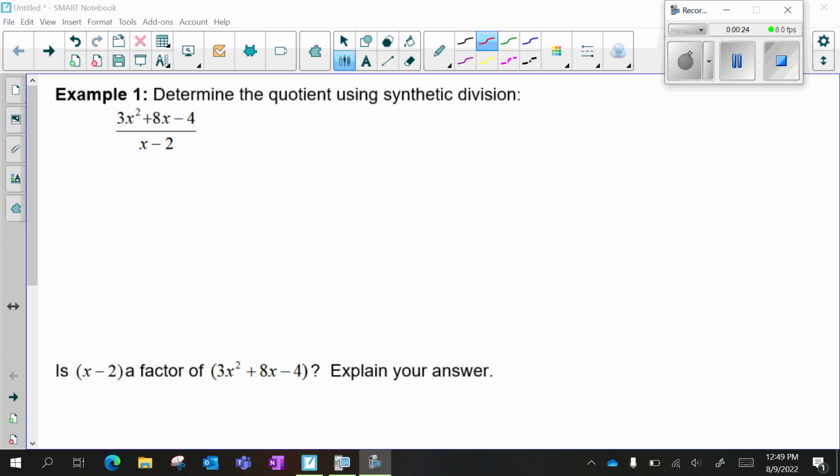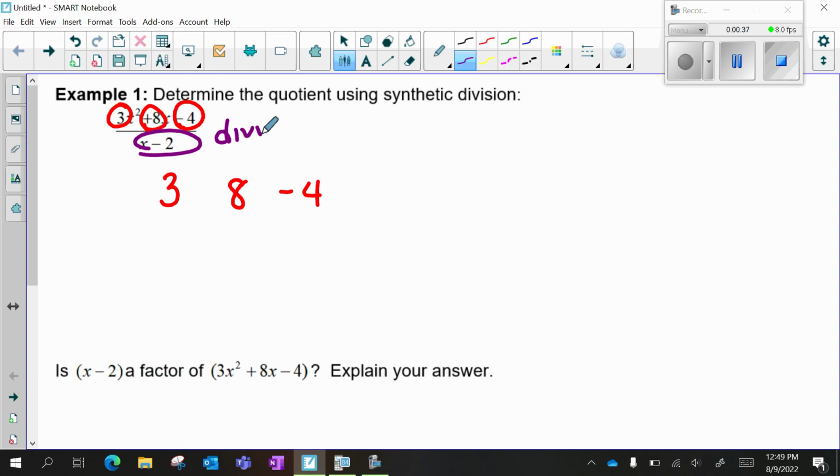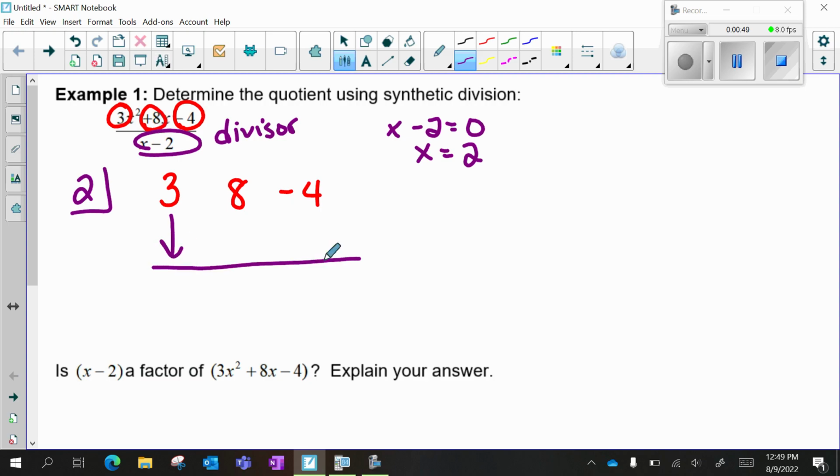And that's the case here. So I'm going to take my coefficients of 3, +8, and -4 and line them up. And then my divisor on the bottom is, if you need to, what you set equal to 0. And it's x equals 2, so that's the number that goes on the shelf. Bring down our first term, which is 3. Then we multiply and add and repeat that pattern.